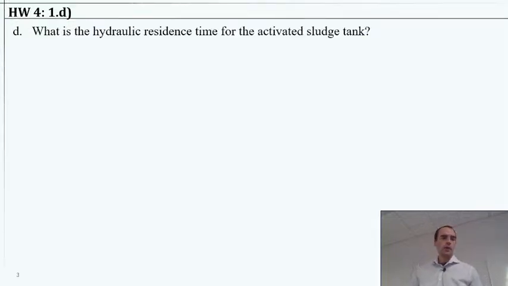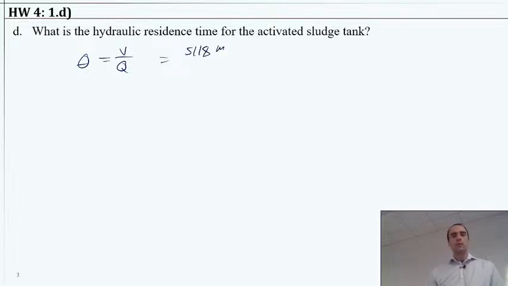All right. So next up we say, what is the hydraulic residence time for this activated sludge tank? And given that we were just thinking about the flow rates, it could maybe be a little bit confusing. Of course, we know theta should be V over Q. We did solve for V, so that's the 518 cubic meters. The flow rate, we have to think about what's passing through the sludge tank, right? The activated sludge chamber.